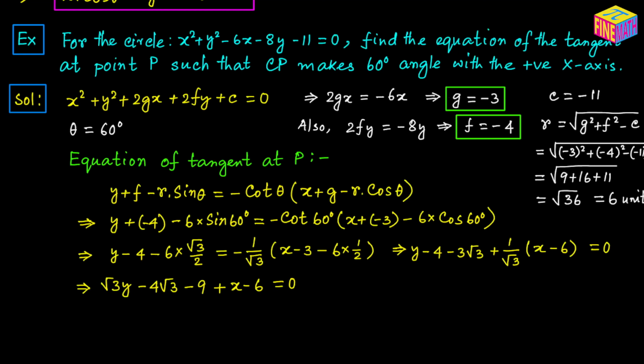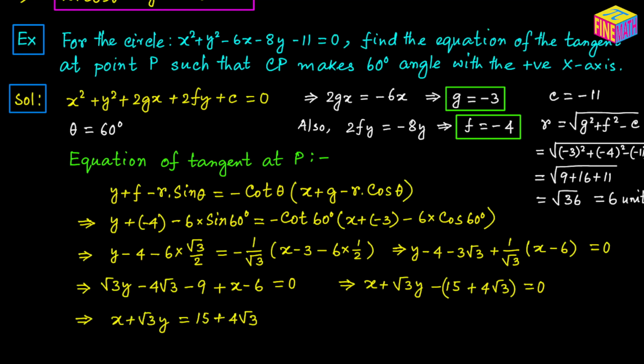It will be square root of 3 times y minus 4 times square root of 3 minus 3 times square root of 3 times square root of 3, that would be 9. So that's negative 9 there, and then plus it would be x and minus 6. All of that will be equal to 0. And also, if we keep the x and y terms on the left hand side and bring the constant terms to the right hand side, then the equation could look like this. And that is the equation of the tangent line.